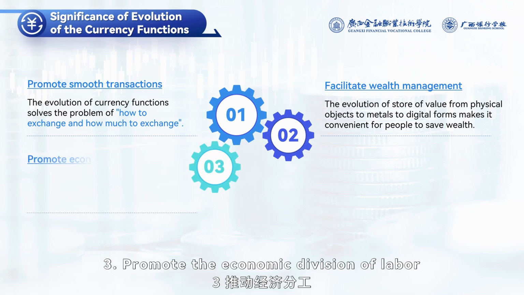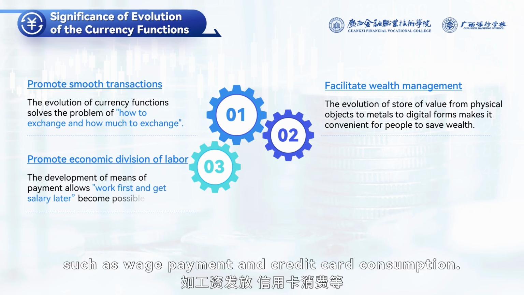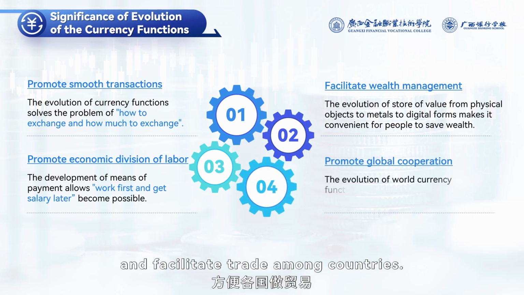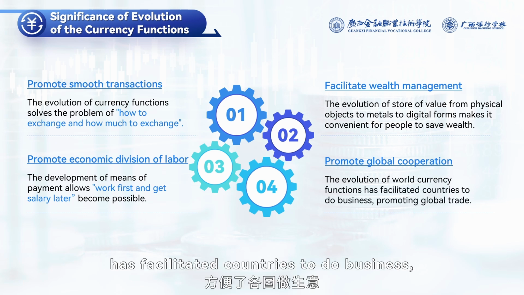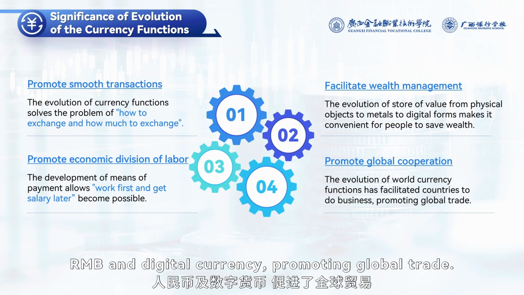3. Promote the economic division of labor and make it possible to work first and get salary later, such as wage payment and credit card consumption. 4. Promote global cooperation and facilitate trade among countries. The evolution of world currency functions has facilitated countries to do business from gold to British pound, US dollar to euro, RMB, and digital currency, promoting global trade.